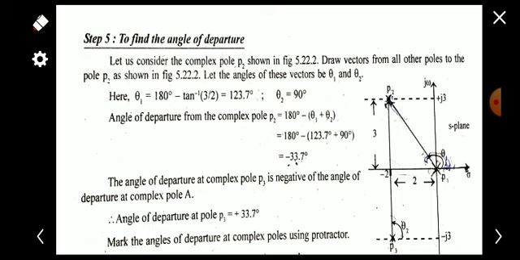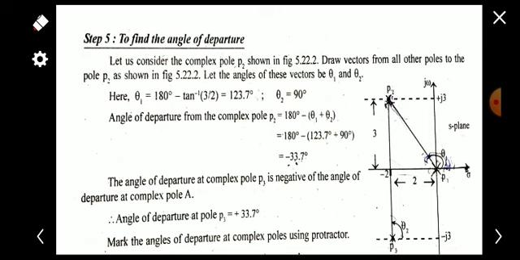Okay, so the angle of departure from a complex pole can be found using the equation 180 minus the sum of angles of vectors to the complex pole. That is, if you are considering this as a complex pole, you have to find the sum of angles of vectors to this complex pole from all other poles.